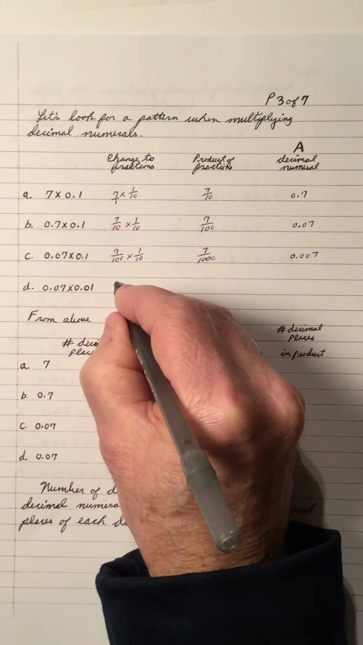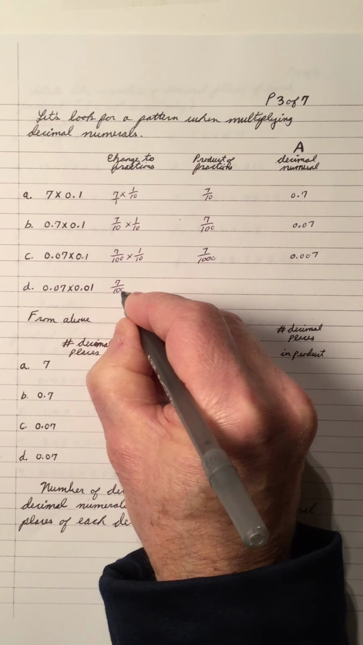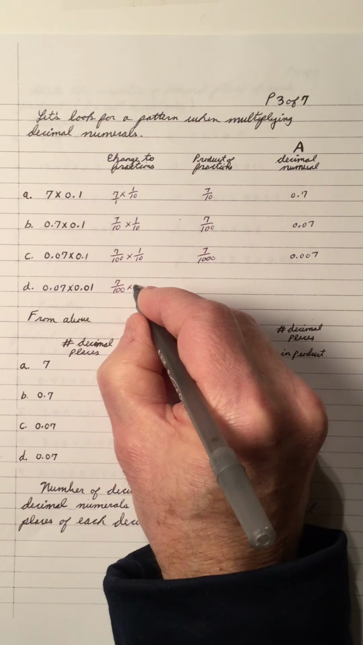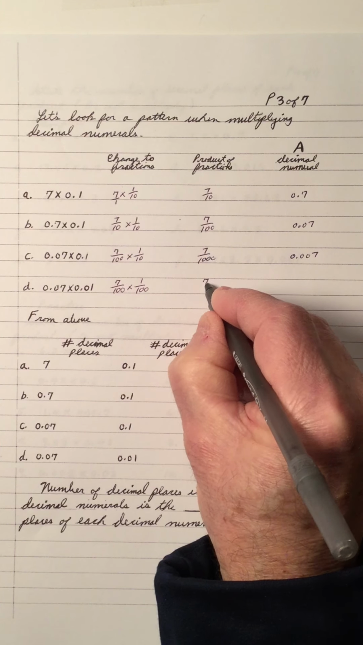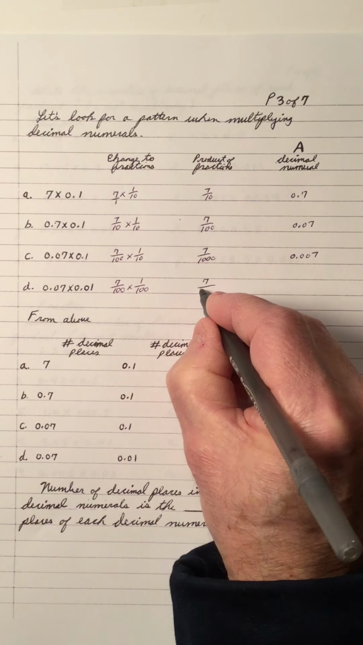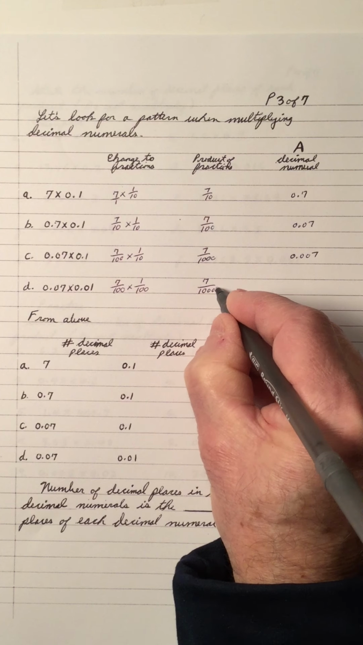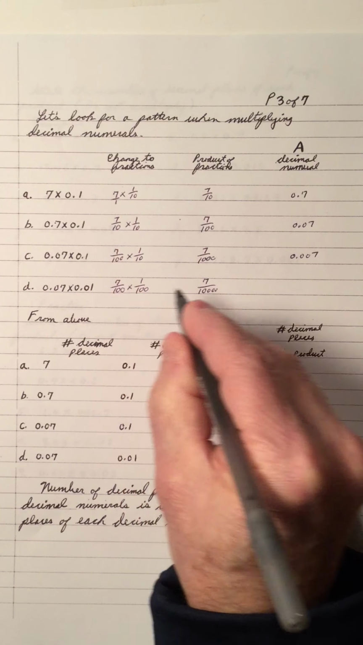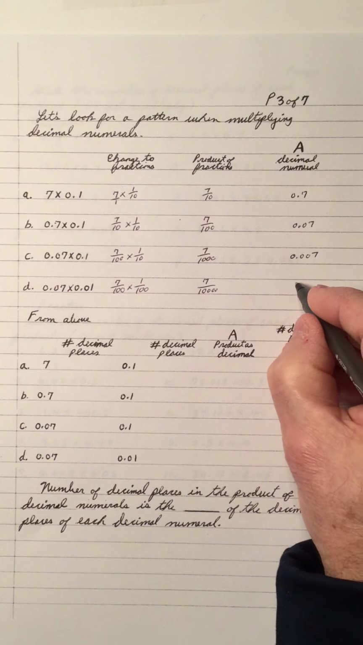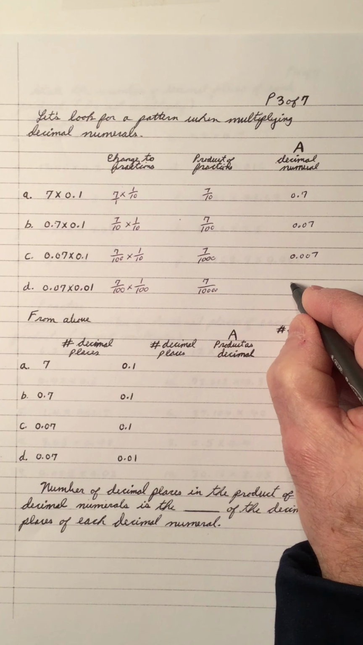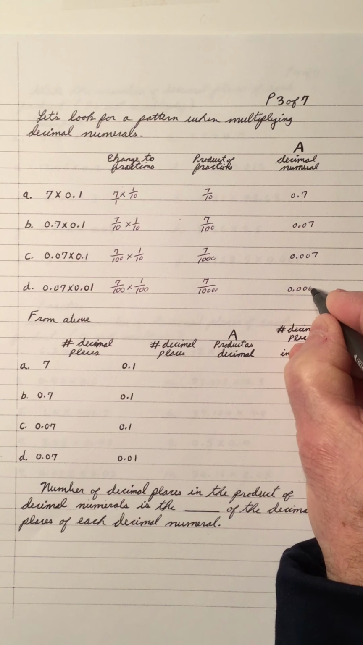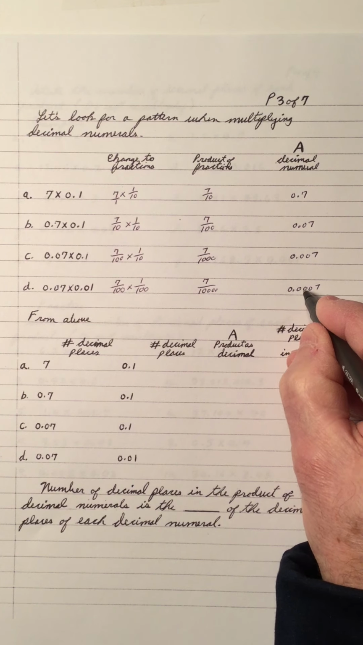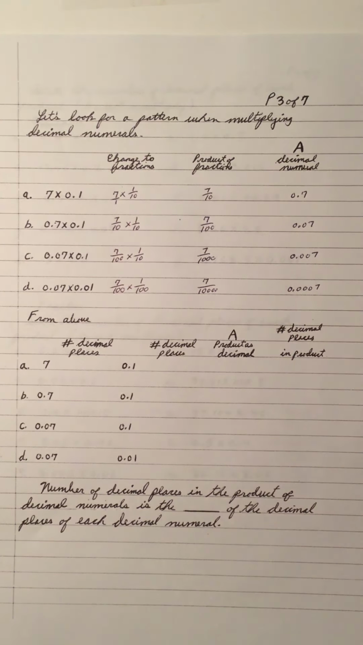0.07 is 7 over 100. 0.01 is 1 over 100. When we multiply, we get 7 over 10,000, so 4 zeros. And that's 0.0007: tenths, hundredths, thousandths, ten-thousandths.